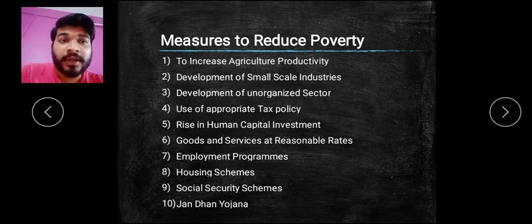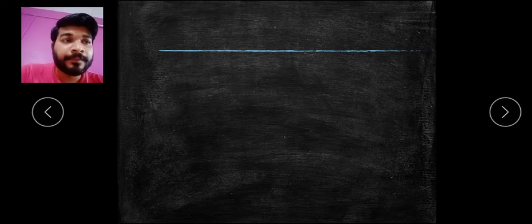Jan Dhan Yojana. So these are the 10 measures to reduce poverty, and we are going to learn the first three today, because it is a very long topic, the same way as causes of poverty. So I have divided it into three parts. Let's quickly start with the first one, to increase agricultural productivity.